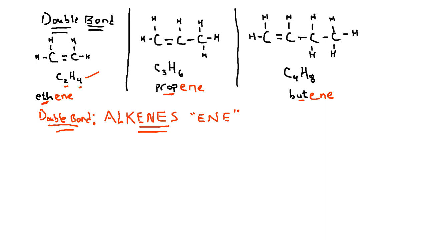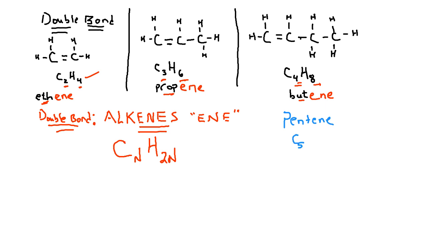So the formula for the alkenes is C sub n, and then we just have twice that number, 2n, right? If n is 2, H is 4. If n is 3, H is 6. If n is 4, H is 8. Okay? So if I ask you, for example, what is the formula for pentene? Well, pent is 5, and then we just take 2 times that is H10.